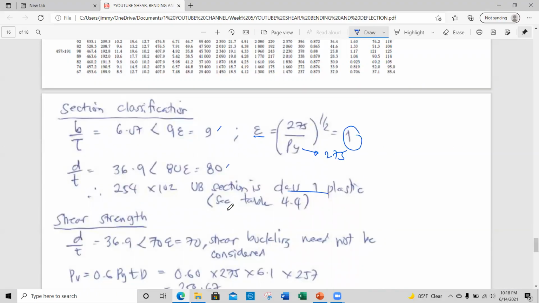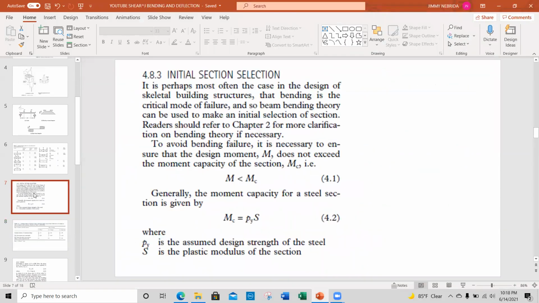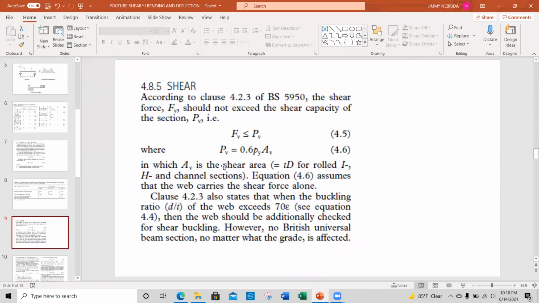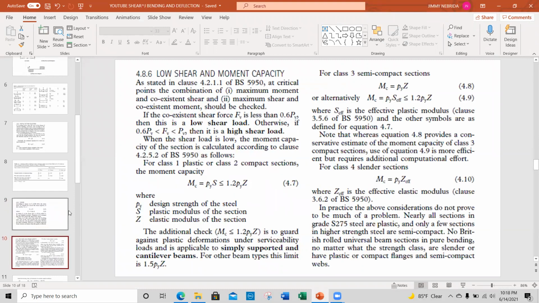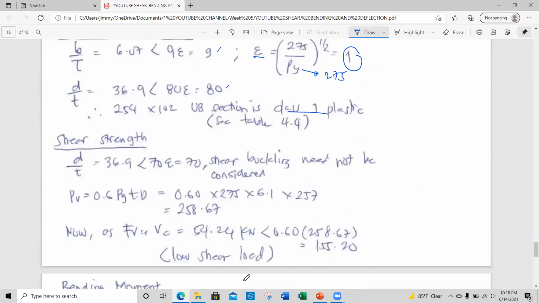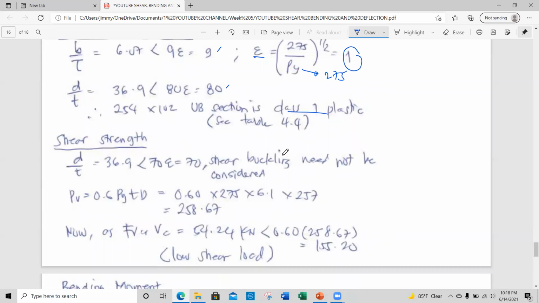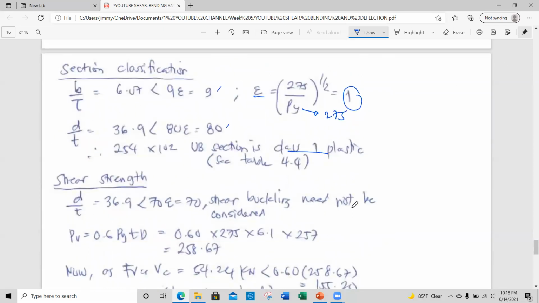Now, this is a low shear load. How are you going to achieve low shear load? This one should satisfy less than 0.6 PV. But this one first, we were able to determine that this is a class 1 plastic.